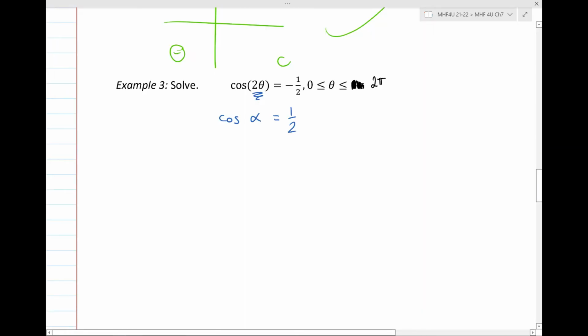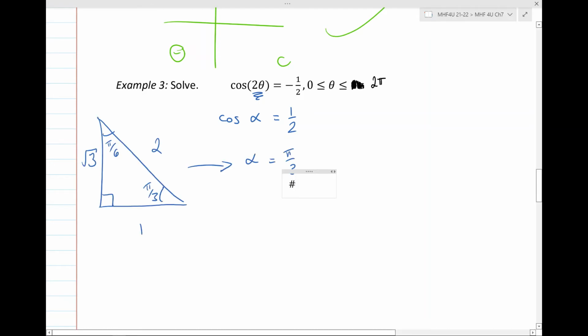Try it out on your own. Come back in 5 seconds to check out your answer. 5, 4, 3, 2, 1. Here we are.